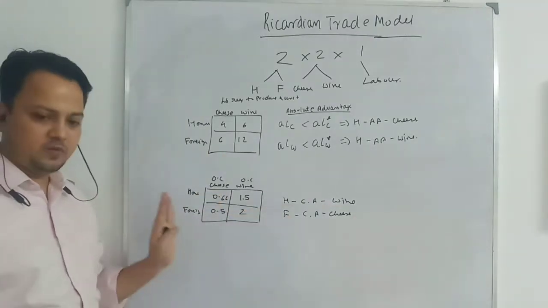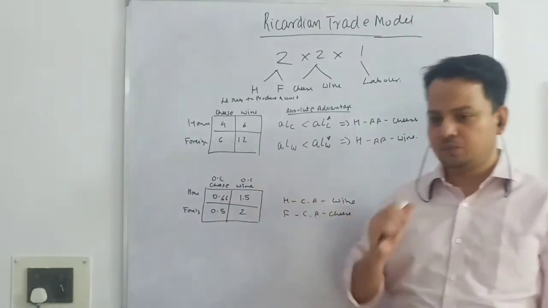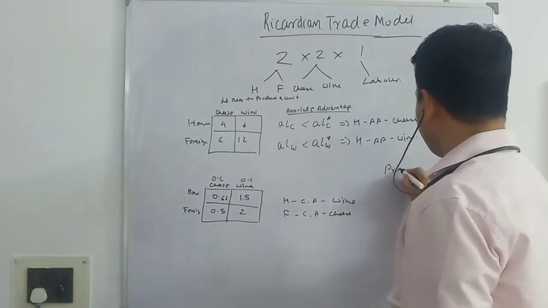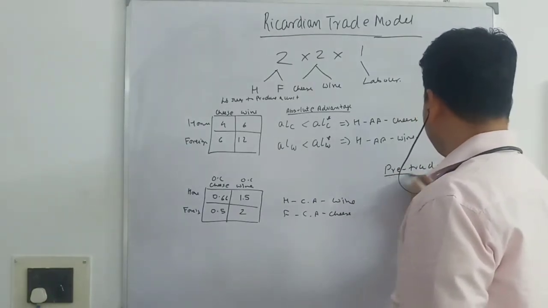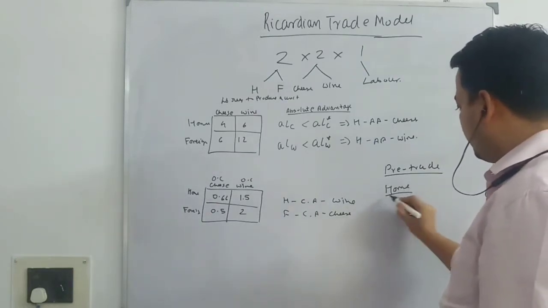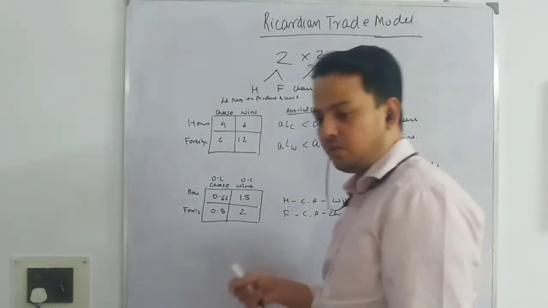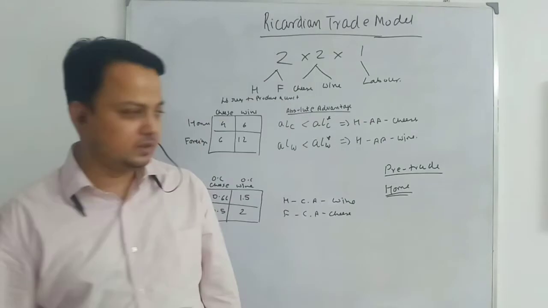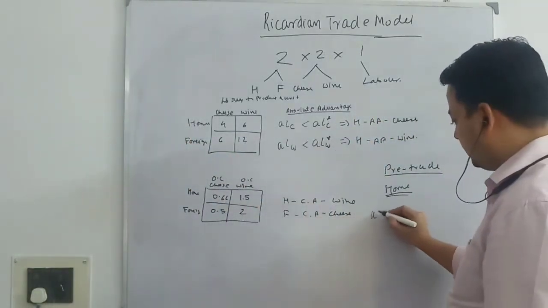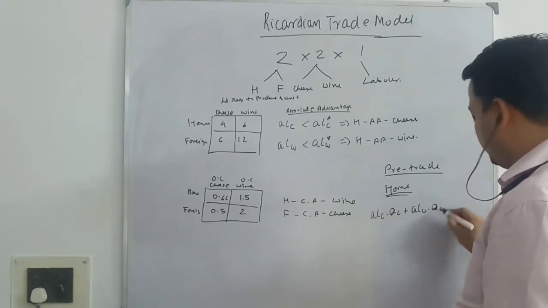Let me recap what we have done. When developing this model, I looked at a pre-trade situation. I am considering the pre-trade situation in the beginning, and I am only focusing on the home country. I looked at the production possibility frontier of the home country. How will this production possibility frontier look? It looks like this form: a_LC times quantity of cheese plus a_LW times quantity of wine.